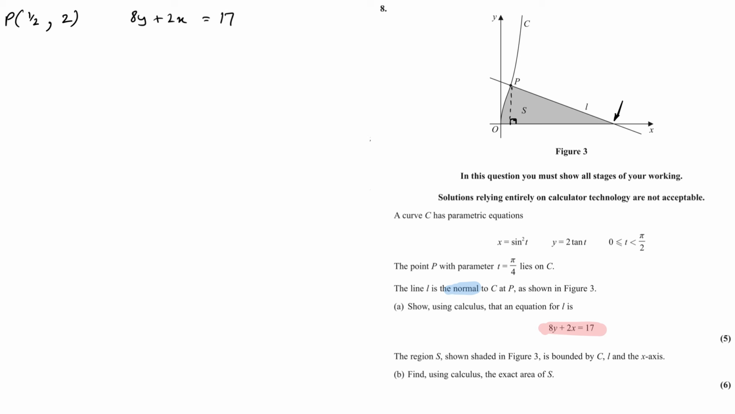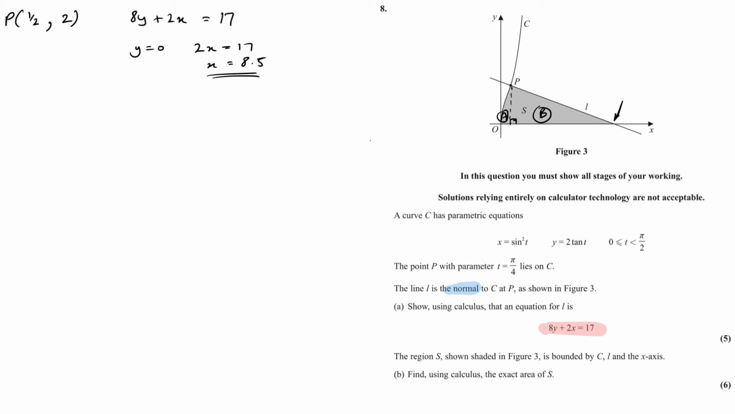Before we can go any further, we need to find this coordinate here, or this value along the x-axis. Along the x-axis is when y is equal to 0. So the first thing I'm going to do is substitute y equals 0 in. That gives me 2x equals 17, so x is going to be equal to 8.5, or 17 over 2. Now that I know that, I can work out this area. I'm going to call these area A and area B.